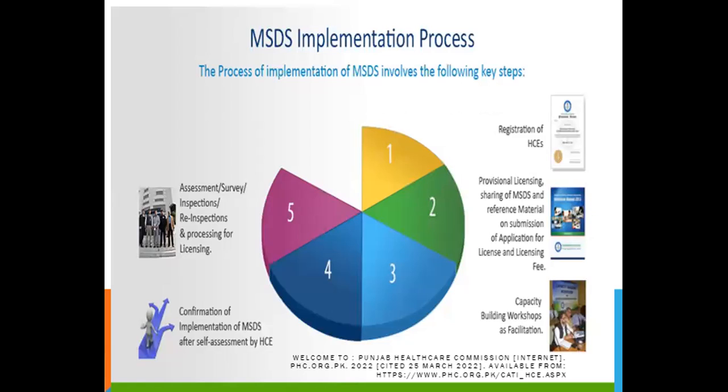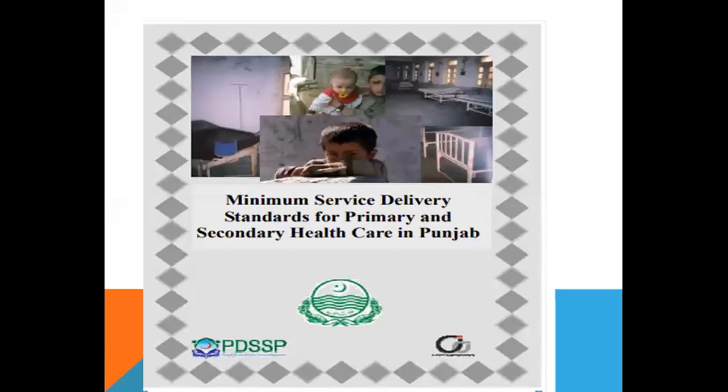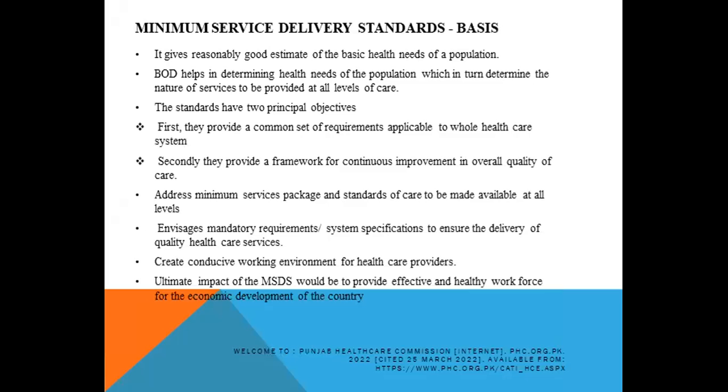These are the implementation processes: first, registration of the healthcare establishment; second, provisional licensing; third, capacity building; fourth, confirmation of implementation of minimum standard delivery; and fifth, assessment or surveys. This is the minimum standard delivery given for Punjab and secondary healthcare in Punjab. It gives a good estimate of the basic health needs of the population. Basic health needs help in determining the health needs of the population.